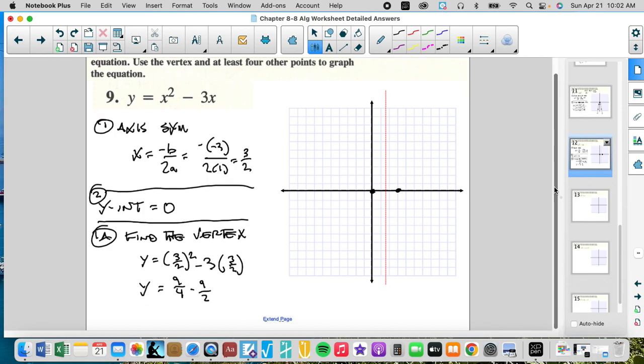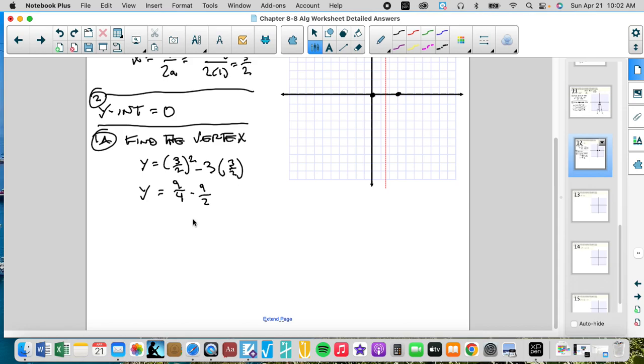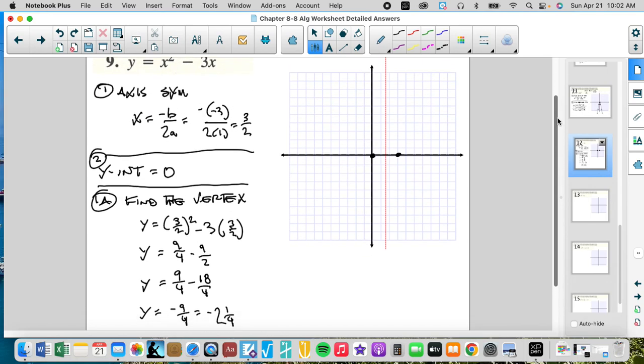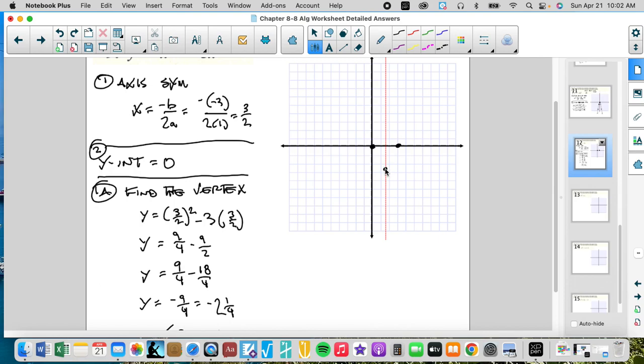Everybody good with their fractional work? Hopefully you are. So this is 9/4 minus 18/4. We need like denominators. And we get y equals -9/4, which I will turn into a mixed number. So we have the point 3/2, -2 and 1/4. So -2 and 1/4 takes us right about here. So that's my vertex. It doesn't have a mirror point because it lies on the axis of symmetry. And now I need to just find one more point. So step 3 is find an additional point.